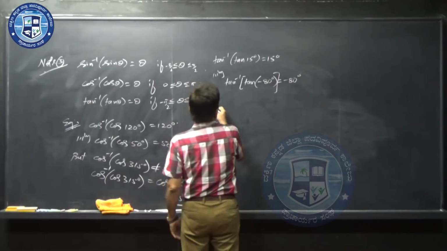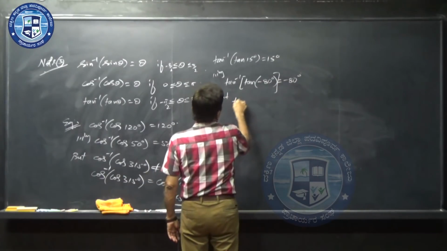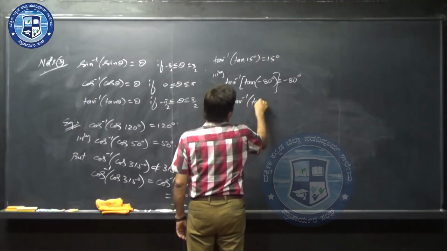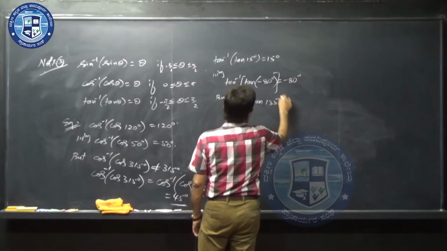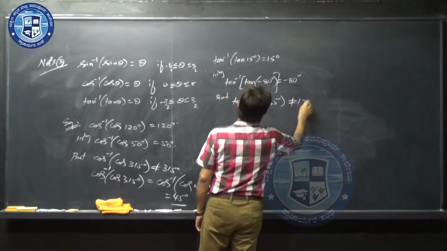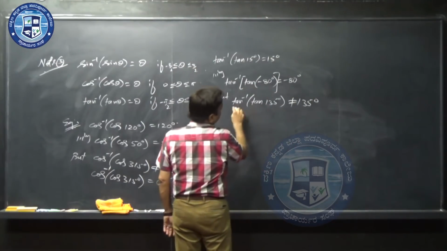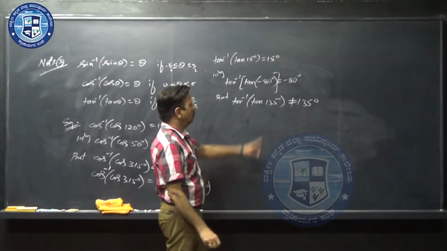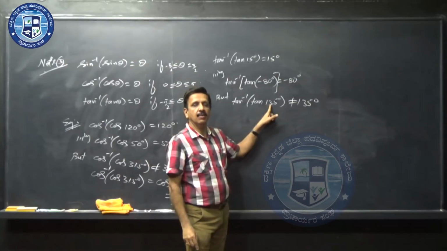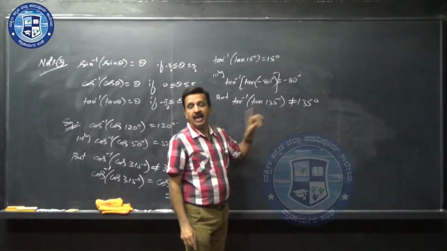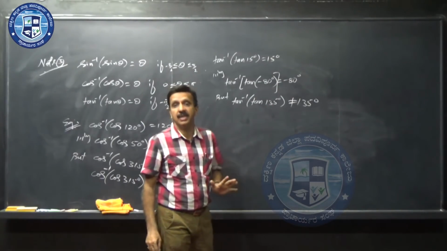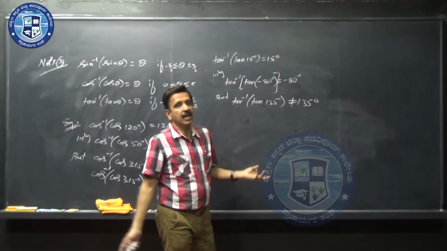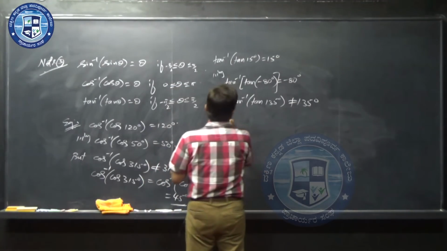Next, but look at this, tan inverse of tan 135 degree can never be 135 degree, because the tan inverse and tan effect will not be nullified. You have to look at the angle: 135 degree is in the second quadrant. Tan inverse of something can never be in the second quadrant under any circumstances. So, how to analyze?